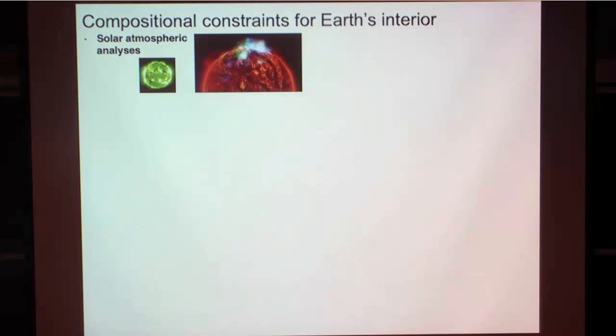Okay, so basic compositional constraints do come from observations of our sun. In terms of the terrestrial planets, we have some constraints because we can observe the compositional spectrum of the sun. Now, I'm not going to go into all of the details of the individual elements and what constrains each proportion, because those are still a subject of great discussion in the community.